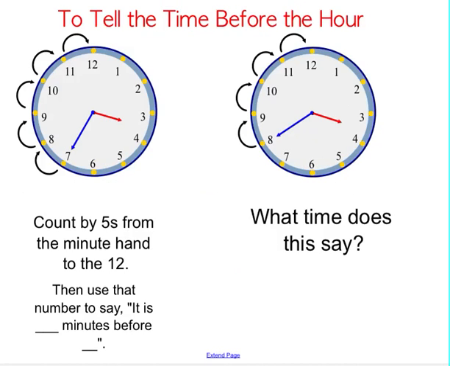To tell the time before the hour, we first count by 5s from where the minute hand is pointing up to the 12. So we're going to count by 5s. 5, 10, 15, 20, 25. We're 25 minutes before the next hour, so we're going to say it's 25 minutes before, and where's the hour hand going to go next? It's going to go to 4, so we'll say it's 25 minutes before 4.